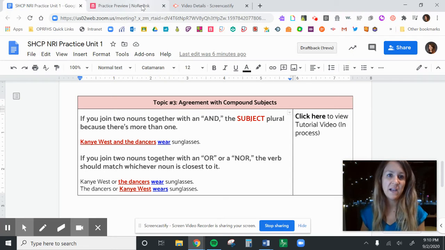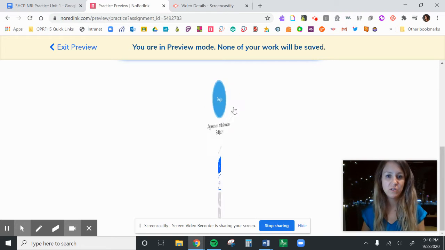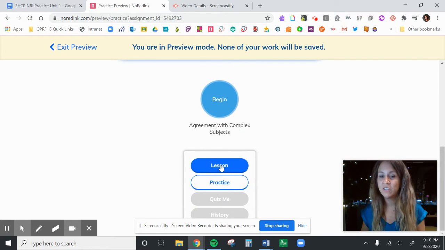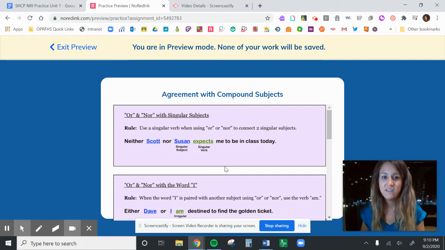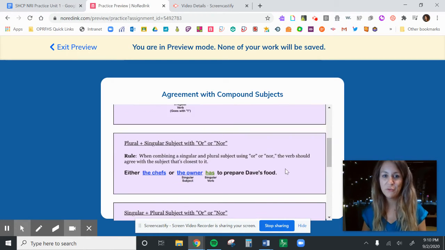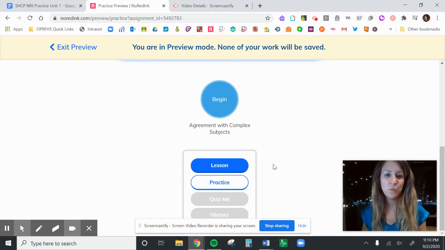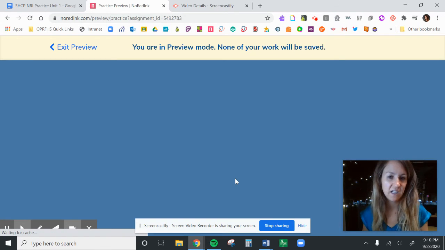So let's do a practice together. Remember that when you click into the practice, you have the option to go to lesson or practice. The lesson will bring you to some very useful tips in these purple boxes that go through rules just like I talked to you about right now. So I would really recommend looking at those. Once you're ready for the practice, let's do a few of these together.